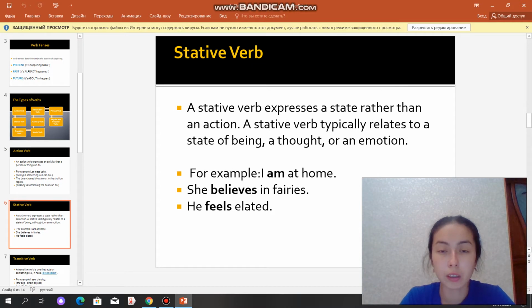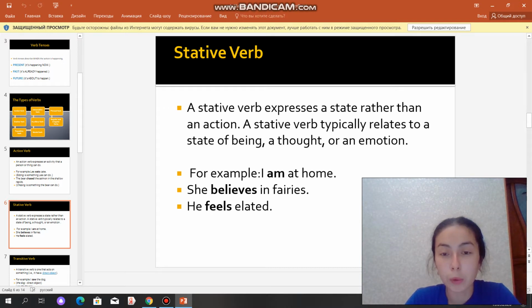Stative verb. Глагол, который обозначает состояние, мысли, эмоции. Stative verb expresses a state rather than an action. A stative verb typically relates to a state of being, a thought, or an emotion. For example, I am at home. She believes in fairies. He feels elated. It's about emotion. Believes like вера, да? Во что она верит. Как он себя чувствует.